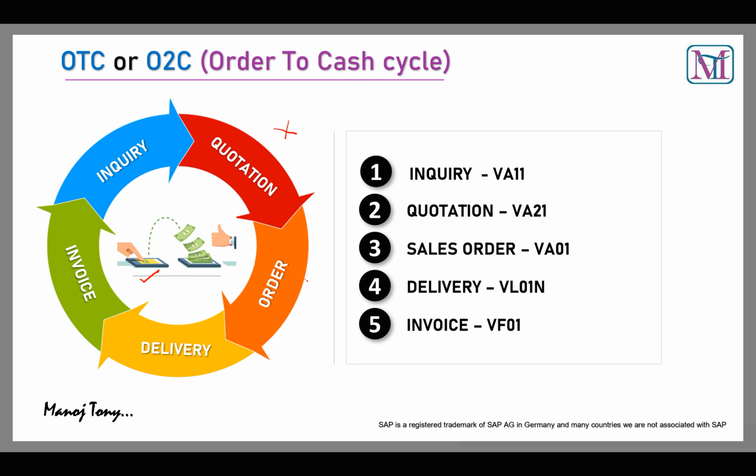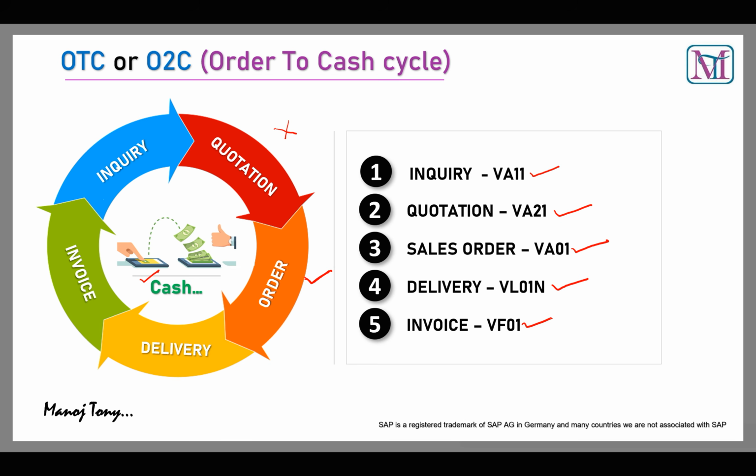So we have started from sales order and ended at cash. So it is called order to cash process or order to cash cycle. Here inquiry and quotations are the pre-sales activity, but sales activity will start from sales order and end at cash. So it is called OTC process. Here the transaction code to create inquiry in SAP system is VA11, quotation VA21, sales order VA01, delivery VL01N, invoice VF01.